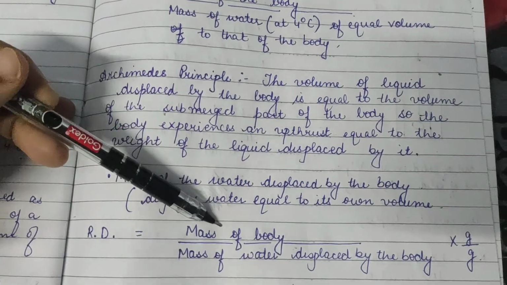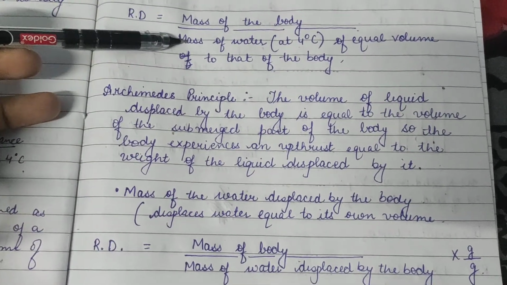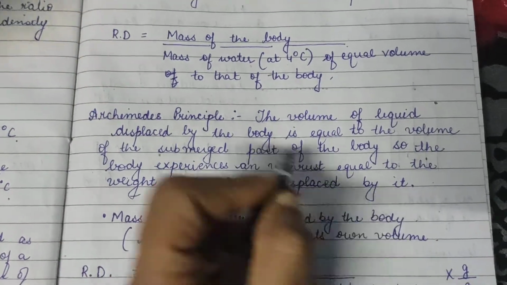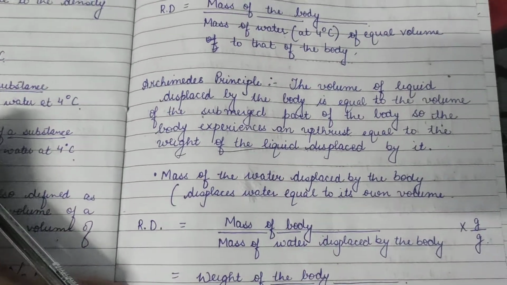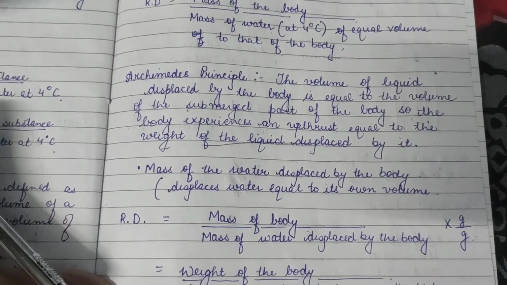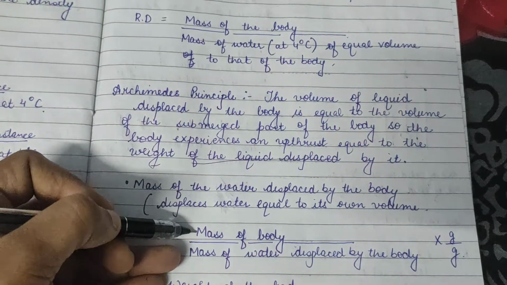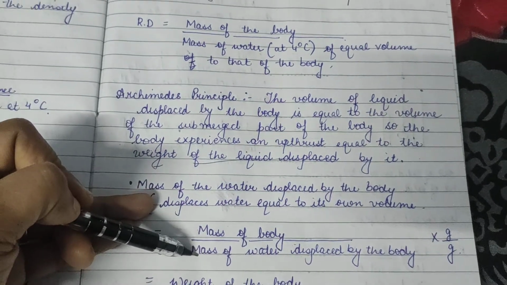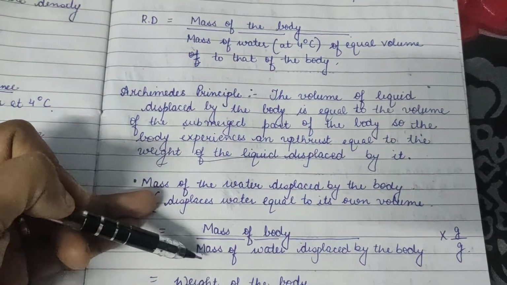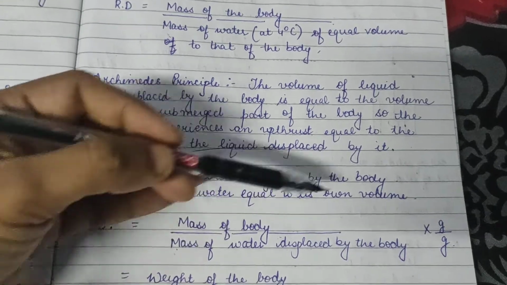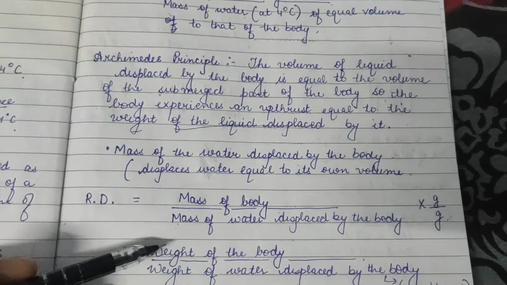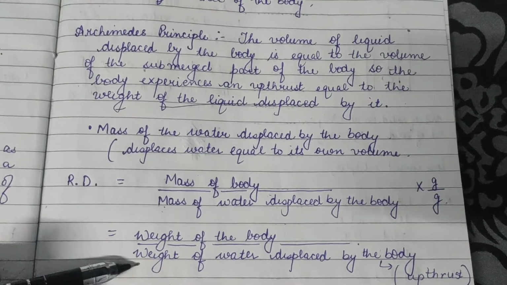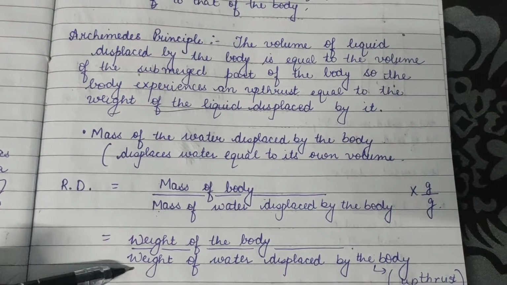So what formula comes here? This mass of water will be equal to what? The mass of liquid displaced by the body. So I am writing here the mass of the body upon the mass of water displaced by the body. Fine. When we multiply both masses with g, what do we get? mg is equal to weight. So the weight of the body is equal to the weight of water displaced by the body.